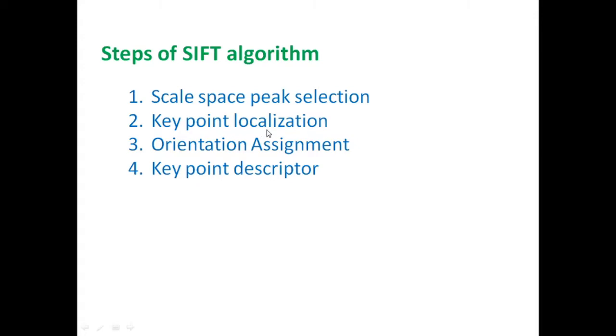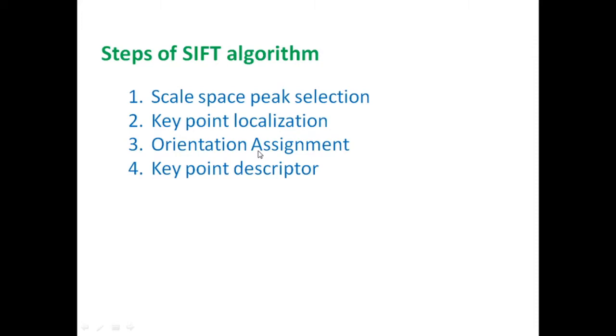Coming to key point localization, it is where we fit a model to determine the location of the key point and its scale. What will be its scale? That means we have to select key points based on stability. If a particular interest point is stable, then definitely I have to find its location as well as its scale.